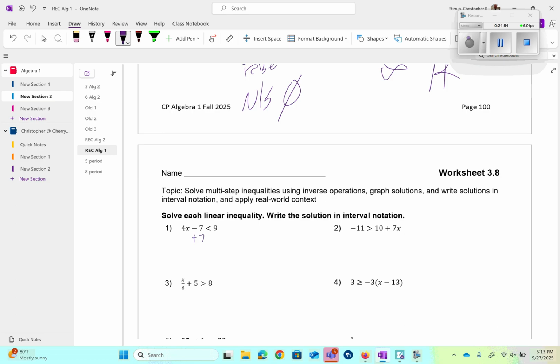So I'm going to add 7 to both sides here. So I'm going to get 4x is less than 16. Divide both sides by 4. So x is less than 4. So that's pointing to negative infinity. So negative infinity to 4, round bracket. On a number line, if I have 0 here, I have 4 here. That's an open circle going left.